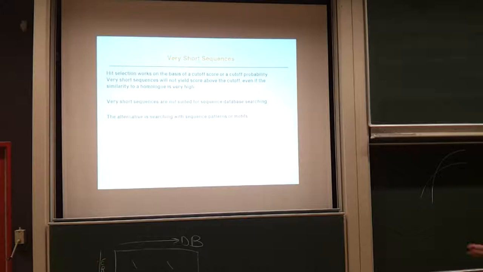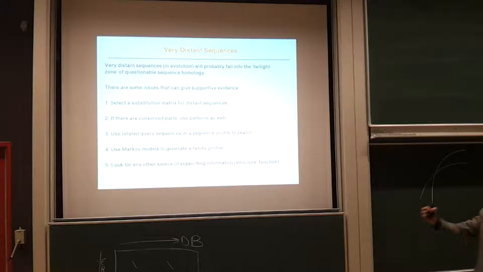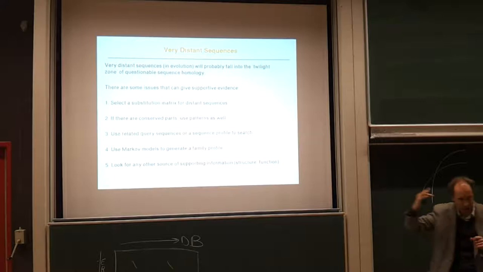Okay, what about very distant sequences, the second, fourth degree cousins and so on. It might have the shape of your nose still, but not the rest anymore, you see. Those kinds of things. How do you recognize that? And so, basically, what can you do? Do as much as you possibly can.